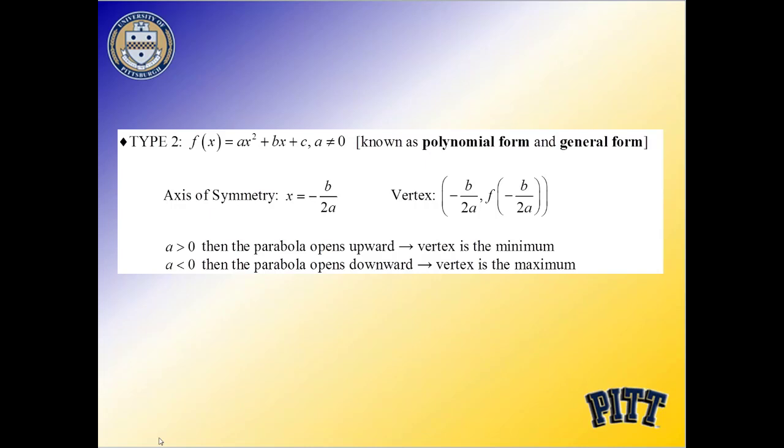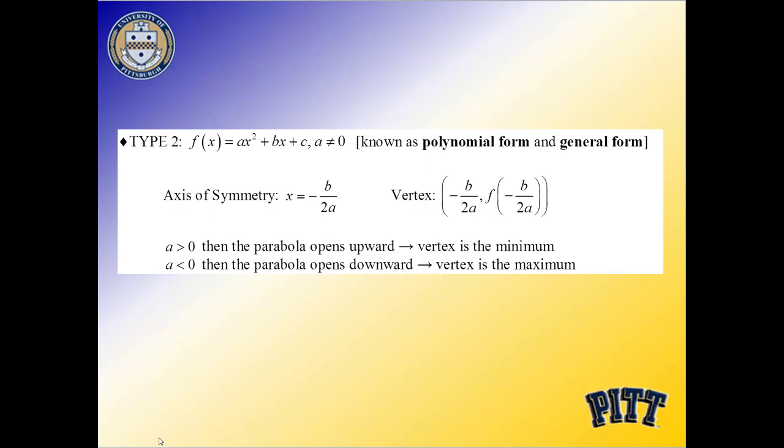That value of a also is used to find the axis of symmetry, because to find the axis of symmetry, I use a little formula there, x equals negative b over 2a. I have to remember that b is the number in front of the x, and a is the number in front of the x squared. That's how I'm going to keep them straight.